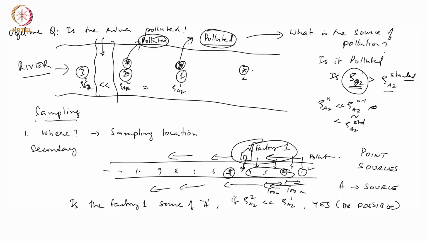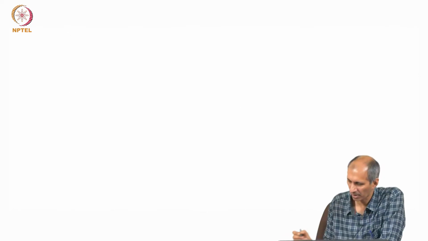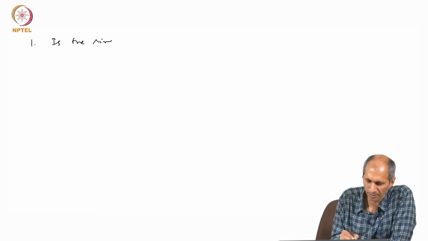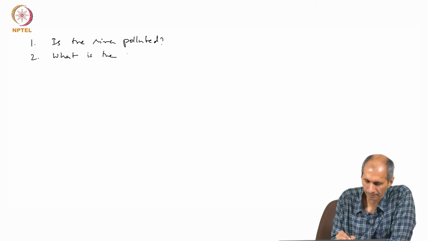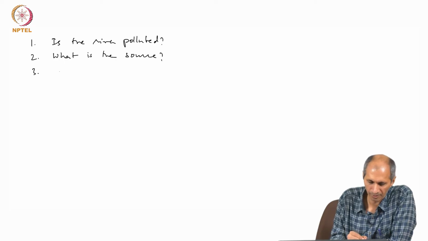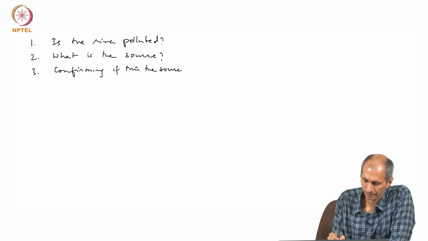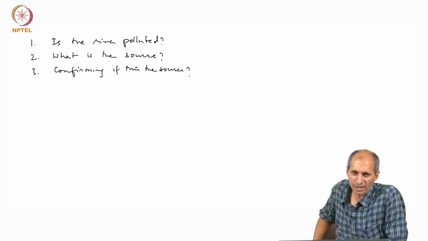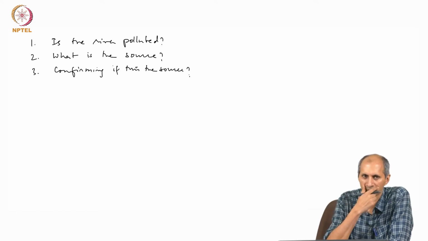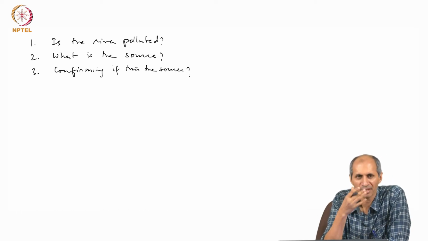And then further, in this problem itself our questions started from, is the river polluted, to it became a secondary question, what is the source. Then the third follow-up question is, we are confirming it's a source. All these three questions need sampling, but the objective has changed in each of these questions. Now we are looking very closely at very different things.